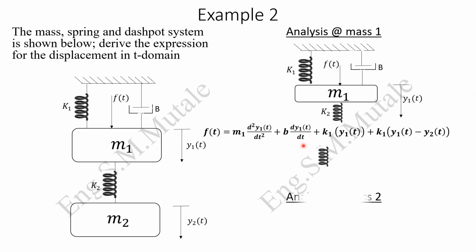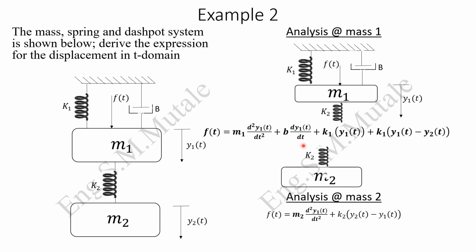Then, if we analyze at mass 2, we realize that your system will look like this now. You're going to have the mass M2, then we have K2, the spring, and the displacement, of course, which is y2(t). With that, we know that we are supposed to have the external force F(t) giving us those equations. So M2 times the second differential, because this is acceleration, that's the equation you have there. And then K2 is supposed to be the difference between the two.